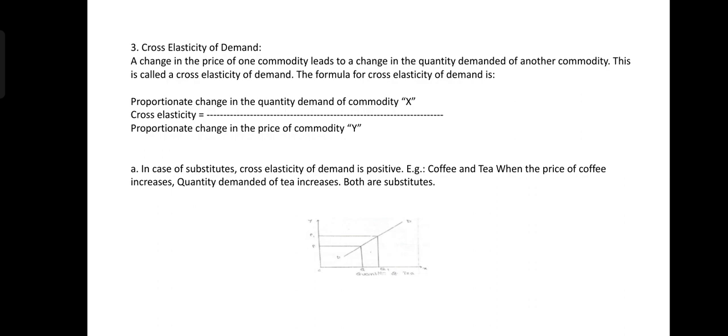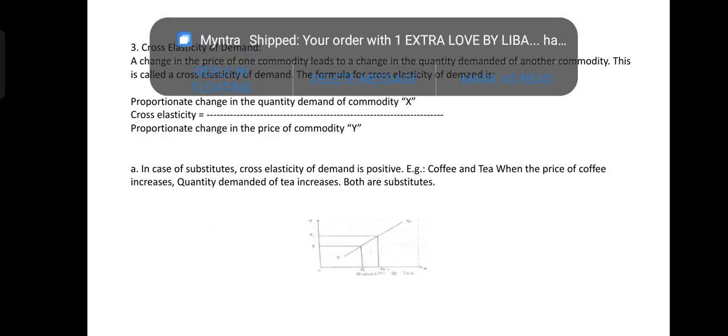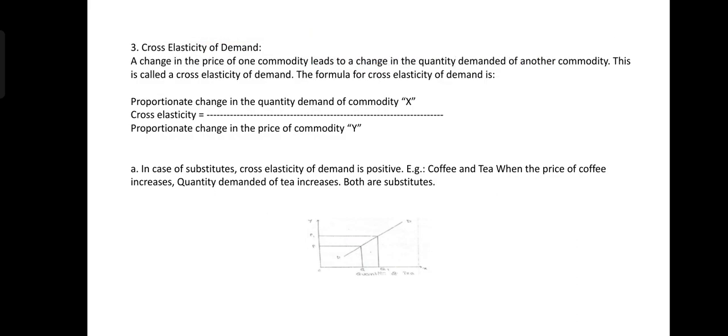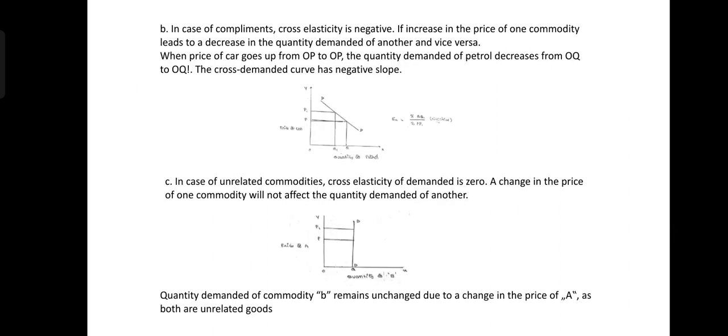Cross elasticity of demand. A change in the price of one commodity leads to a change in the quantity demanded of another commodity. This is called cross elasticity of demand. The formula for cross elasticity of demand is proportionate change in the quantity demanded of commodity X divided by proportionate change in the price of commodity Y. In case of complements, cross elasticity is negative. In case of unrelated commodities, cross elasticity of demand is 0. Quantity demanded of commodity B remains unchanged due to change in the price of A, as both are unrelated goods.